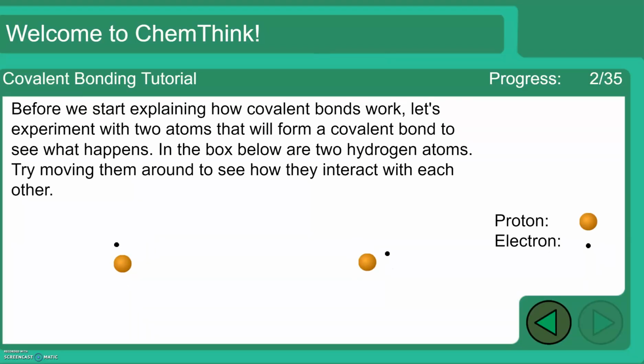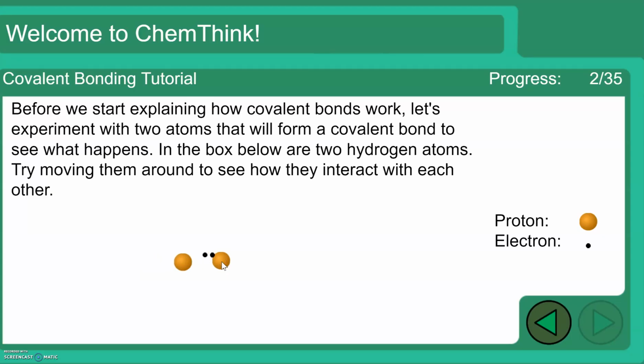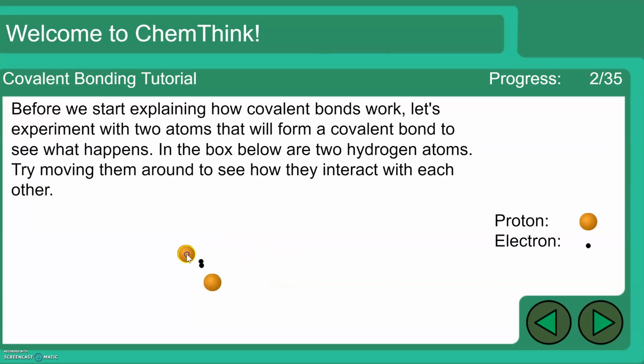And so it says, before we start explaining how covalent bonds work, let's experiment with 2 atoms that will form a covalent bond to see what happens. In the box below are 2 hydrogen atoms. Try moving them around to see how they interact. So if you did this, hopefully you saw that as these atoms approach each other, their electrons aren't just attracted to each exclusive atom. They're attracted to both. And that means that the electrons are pulling on the protons of both atoms, and that's what holds these together.